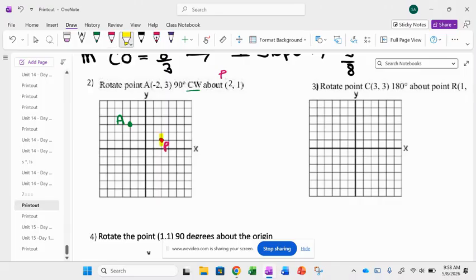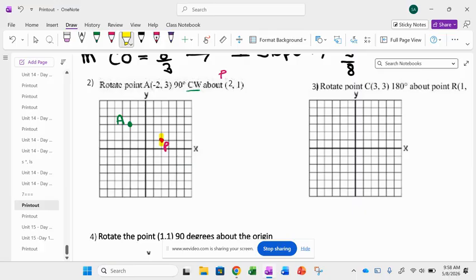And this is my center of rotation. So I'm rotating around that point. And if I'm going 90 degrees clockwise, remember we have 5 moves. And I'm starting in quadrant 2. If I'm moving clockwise, do we agree we should end up in quadrant 1?